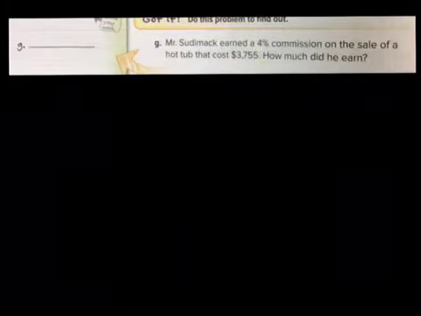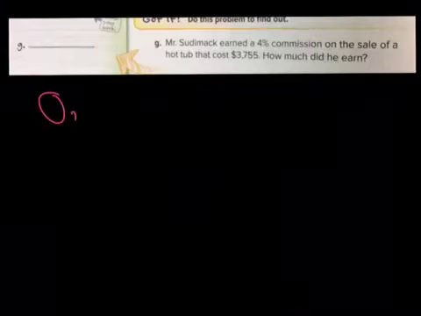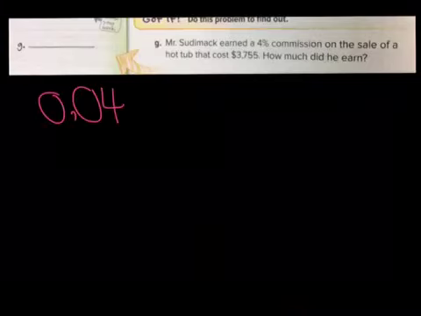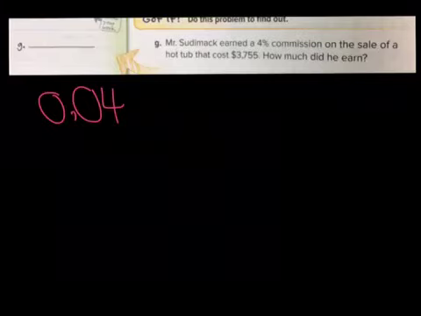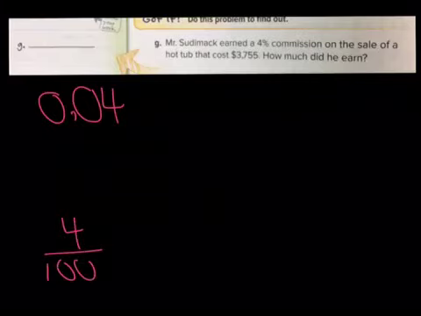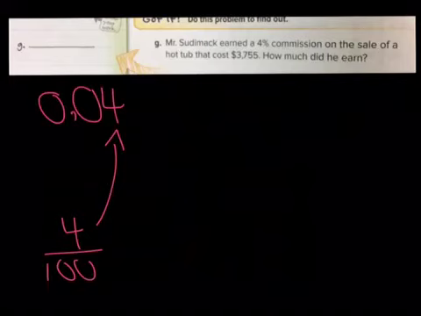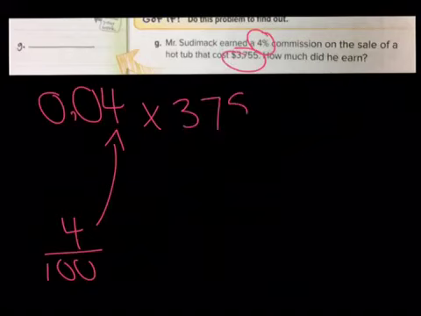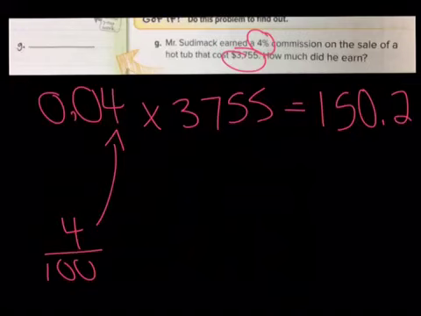Well, 4%, boys and girls, 4% is 0.04. Don't forget that it's 4%. It's 4 out of 100. So 4 in the 100th place. Okay, don't forget that. 4% is 4 out of 100, which means 4 in the 100th place. Okay, times, because we're going to replace the "of" with multiplication. 3,755 equals 150.2.